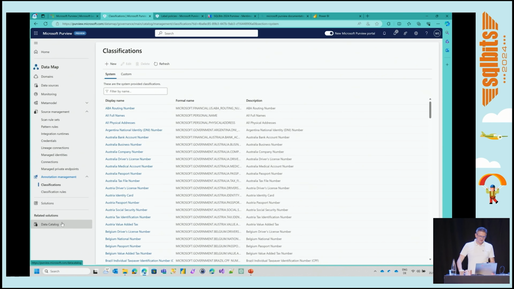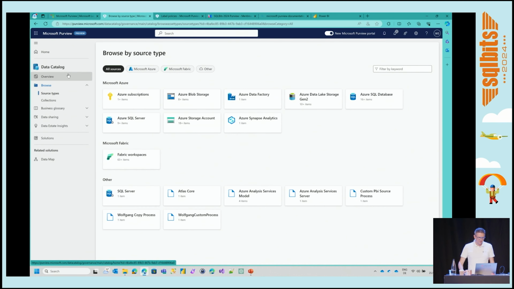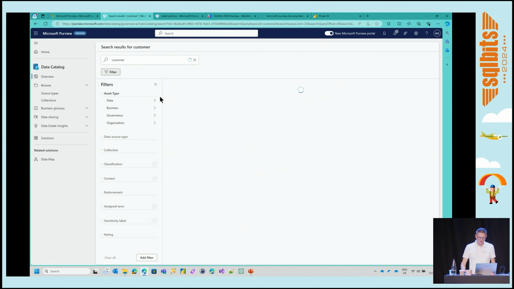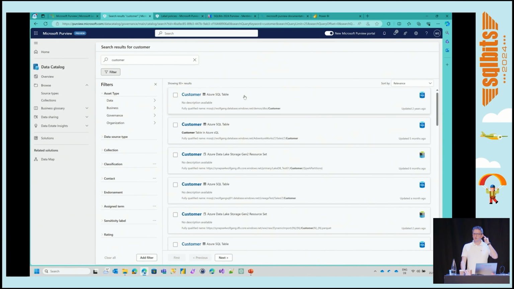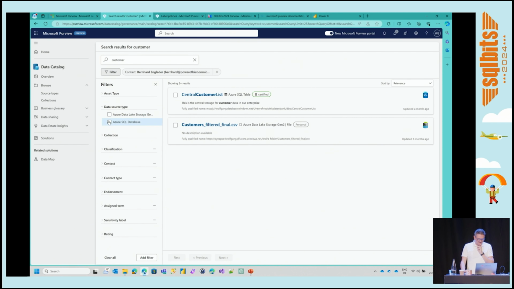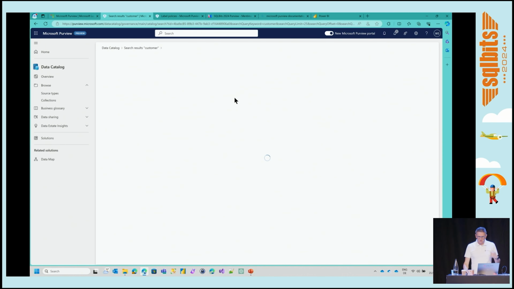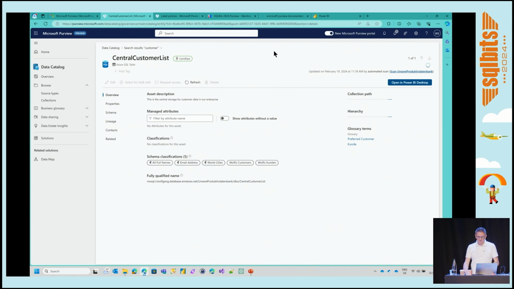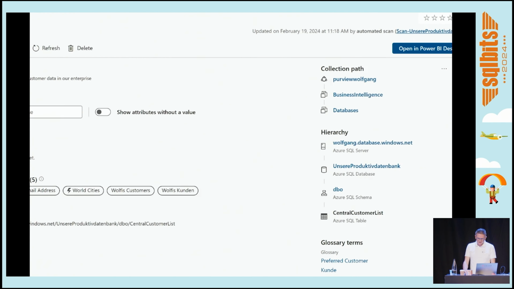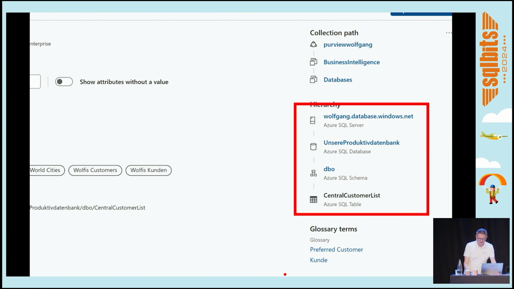And next, it's the data catalog. And within the data catalog, I can have a look at my sources, so I can browse by source, but a catalog can help us to search, for example, for customer data. And I know my customer data, the contact that is responsible, it's my colleague Bernhard. And I know it's stored in a database. And if I filter that down, the list gets smaller and smaller and smaller, and I get only one data asset, a central customers list, which is an Azure SQL table. And you see, there is everything connected. So we've got those links. That's the graph. We've got the nodes, we've got the edges, and we've got some more information like the glossary terms over here.